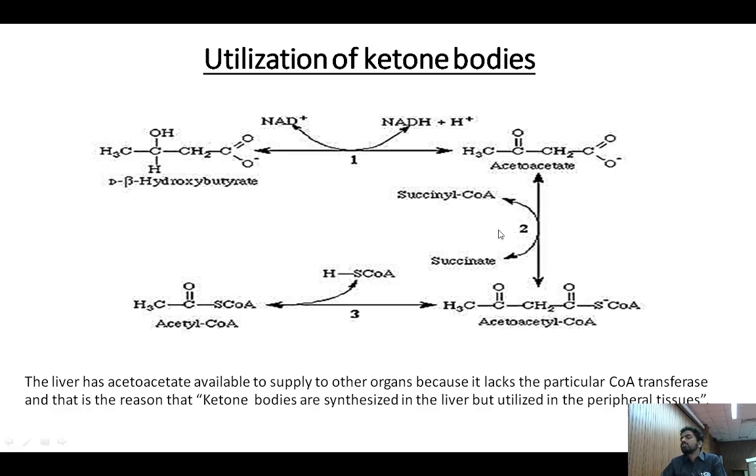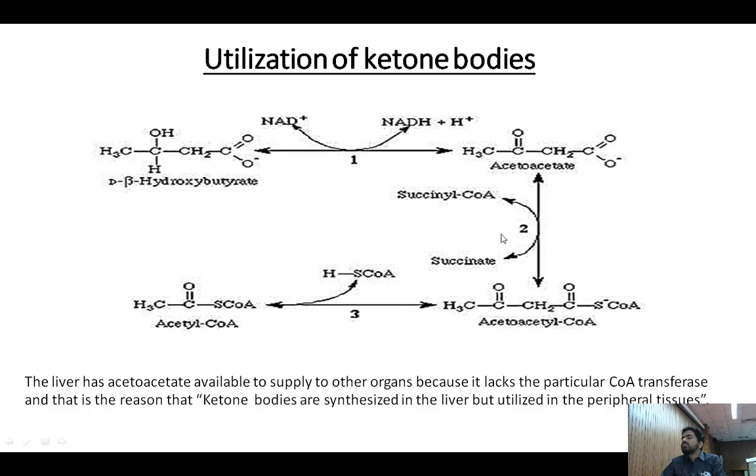Here is the thiophorase enzyme. Thiophorase will convert acetoacetate to acetoacetyl coenzyme A, and then acetoacetyl coenzyme A will form acetyl coenzyme A with the help of the enzyme thiolase. The liver has acetoacetate available to supply to other organs. Because beta hydroxy butyrate dehydrogenase is present, the liver can form acetoacetate, but ultimately it cannot form acetyl coenzyme A, and this acetyl coenzyme A is the energy giving molecule. So the liver has acetoacetate available to supply to other organs because it lacks the particular coenzyme A transferase, and the name of this coenzyme A transferase is thiophorase.